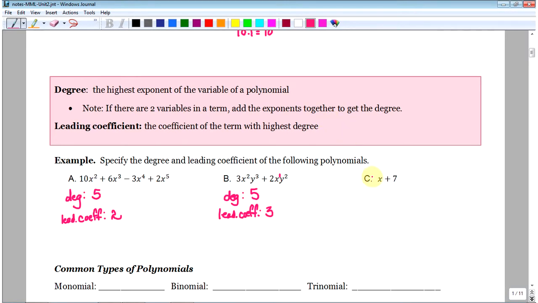And lastly, for C, we have one variable, so that makes it easy to find our degree. We just want whatever that exponent is. When there's no exponent written, it's understood to be 1. So the degree of this polynomial is 1. And similarly, the leading coefficient, since there is no coefficient written, is understood to be 1.